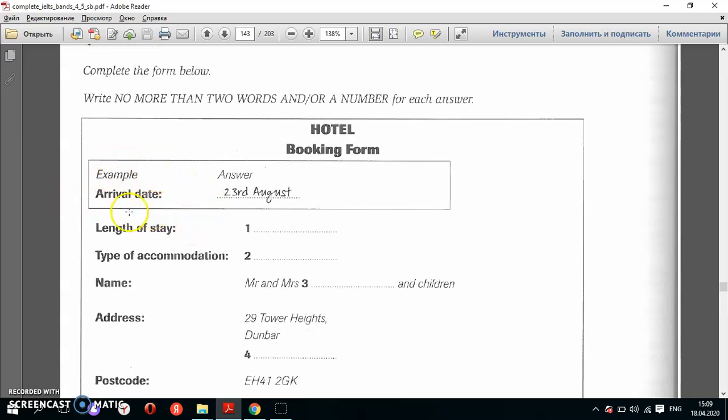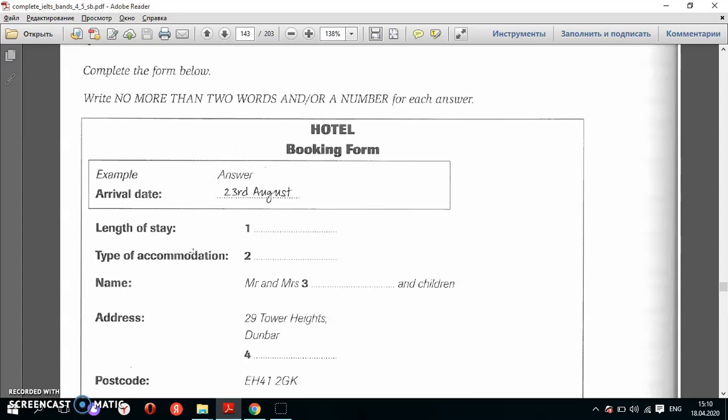Arrival date is given, then length of stay. So we have to find how long the people who are booking a room in the hotel are going to stay. Pay attention, they often confuse you. For example, they say, at the beginning we planned to stay for a week, but then we had to make changes and then we decided to stay only for 5 days. You see how they confuse you.